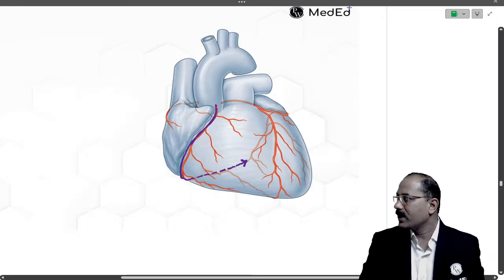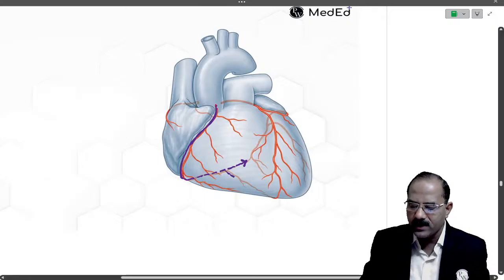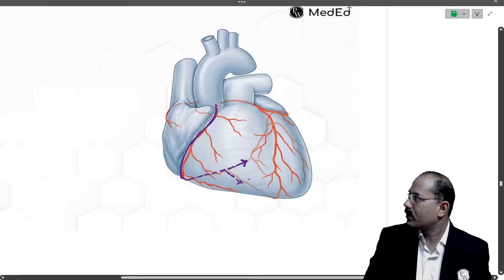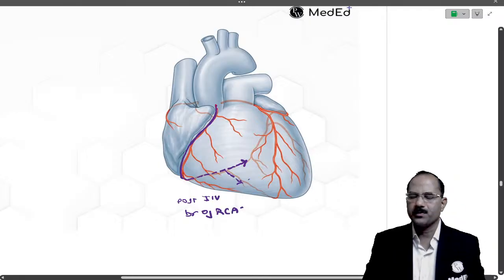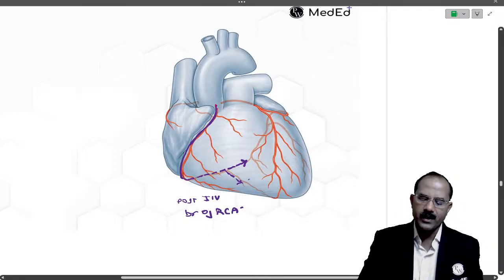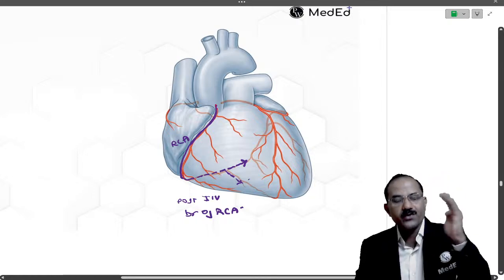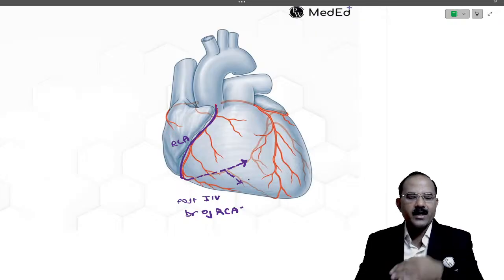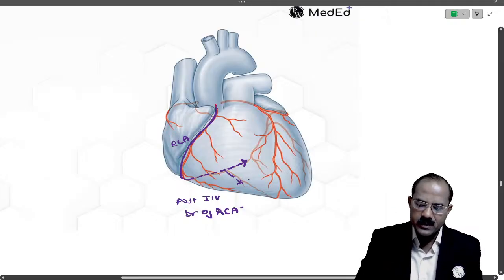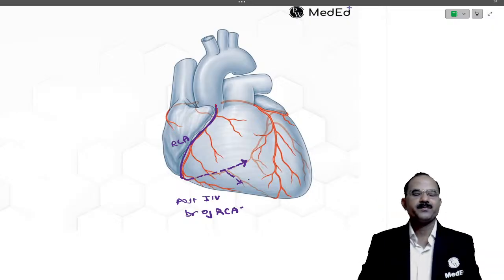The right coronary artery gives a branch. What is this branch known as? This is the posterior interventricular branch of the right coronary artery. So the right coronary artery first runs in the anterior atrioventricular groove, now goes in the posterior atrioventricular groove. It gives a branch. What is that? That is the posterior interventricular branch of the right coronary artery.